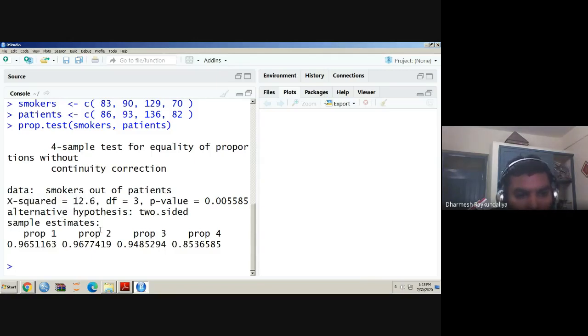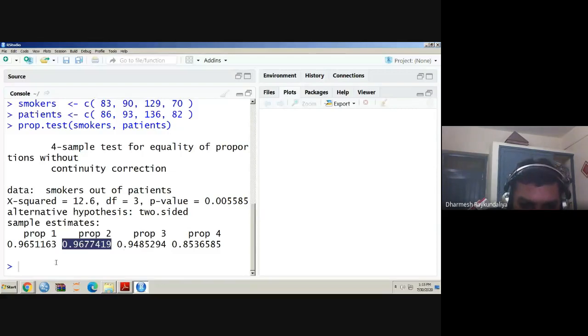So the proportion of the first group, second group, third group, and fourth group is called the sample proportion. This is the proportion of the first group of patients who have the smoking habit. This is the second group of patients who have the smoking habit, and by looking at it, you can say which has the least.